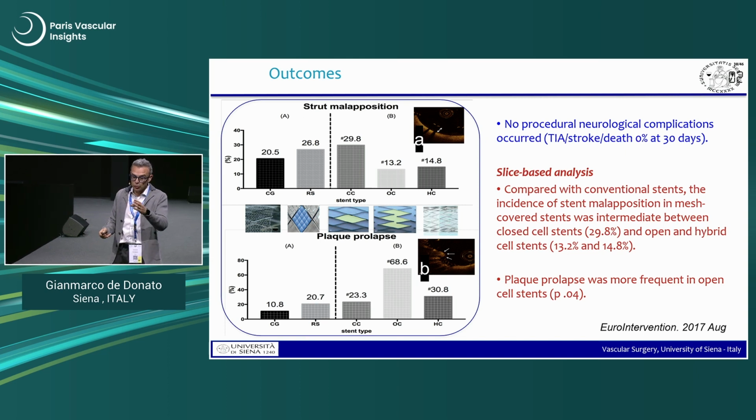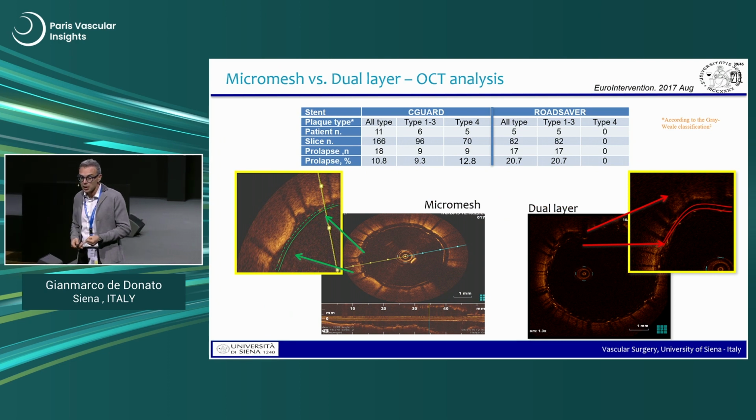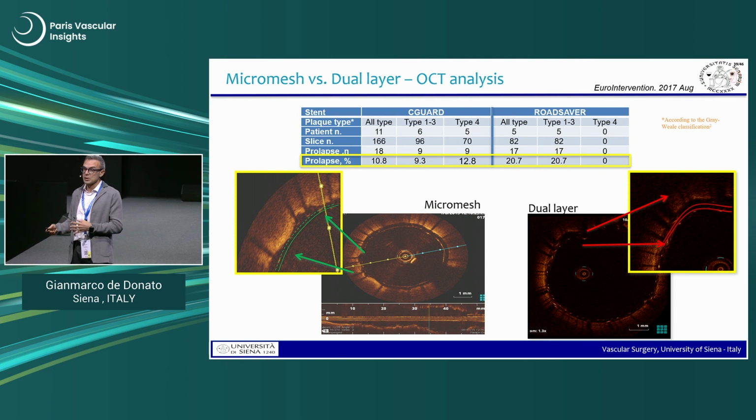And if you focus on plaque prolapse, you see that the CGuard and the Roadsaver offer less plaque prolapse, in particular CGuard, especially if you do even a sub-analysis of prolapse between the two second-generation stents. You can see here that according to the Gray-Wolf classification, when you face the most risky plaque, types 1 and 3, you have 9% of prolapse with CGuard and 20% with the Roadsaver.